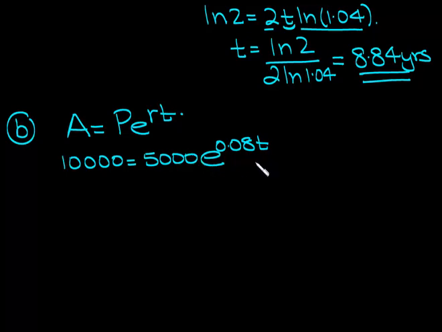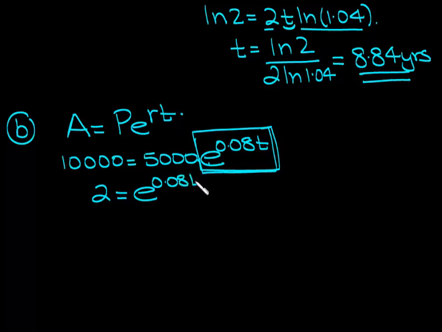Again, I want to solve for t. T is an unknown exponent, so I need to introduce logs. But to do that, first I have to isolate the exponential number. That is my exponent, that's my base. I want to isolate that. So divide both sides by 5,000 since it's attached by multiplication. So I get 2 is equal to e to the 0.08t. Now I can introduce logs.